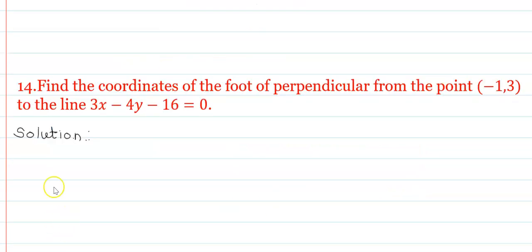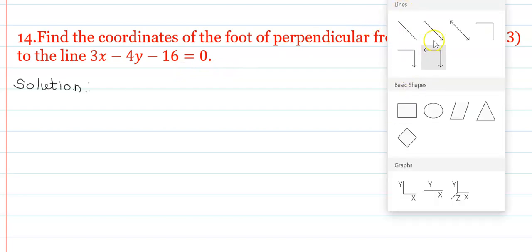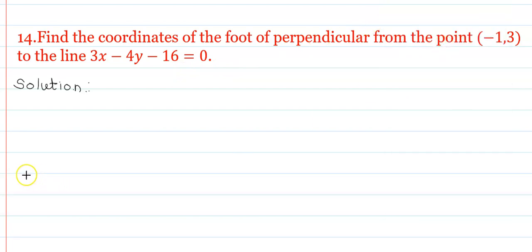Now the next question is, find the coordinates of the foot of perpendicular from the point (-1, 3) to the line 3x - 4y - 16 = 0. Now see here, we have the line like this. Okay, now the segment is perpendicular to this. It is a foot of perpendicular.